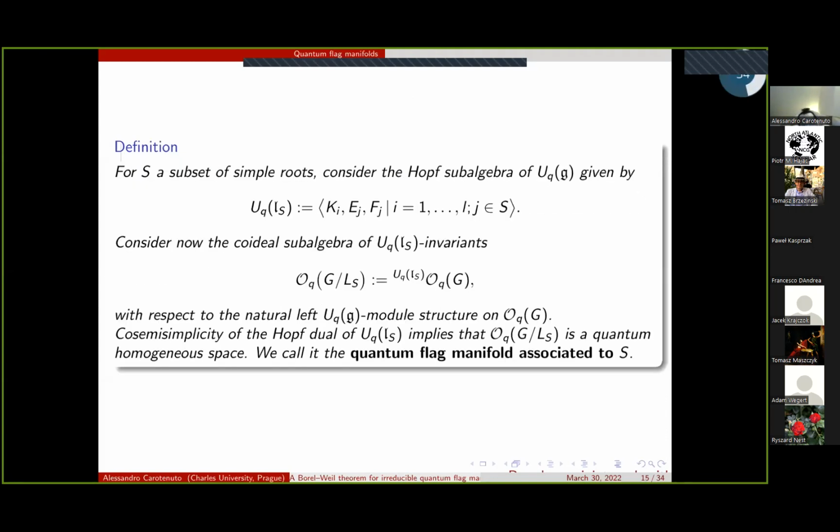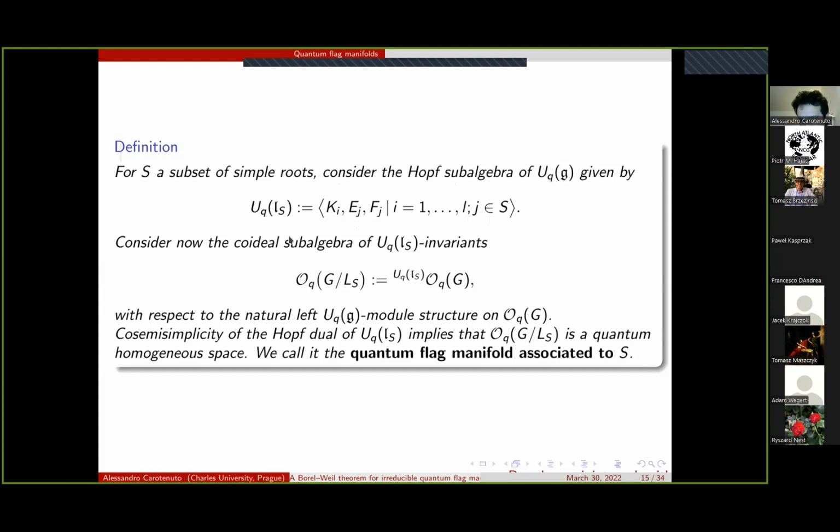So let's see the class of homogeneous quantum spaces we are interested in, which are the quantum flag manifolds, as usual. If S is a subset of simple roots, we can consider the subalgebra of the quantum enveloping algebra of G, which is given by this. I keep all the elements inside the Cartan subalgebra, all the K_i, and now I should be careful, I remove all the E_i and F_i which are outside of the subset of simple roots.